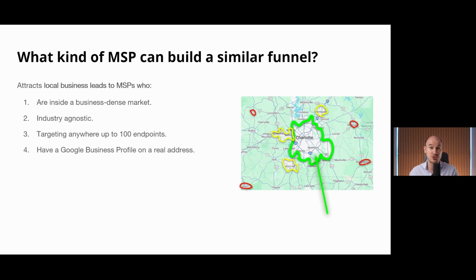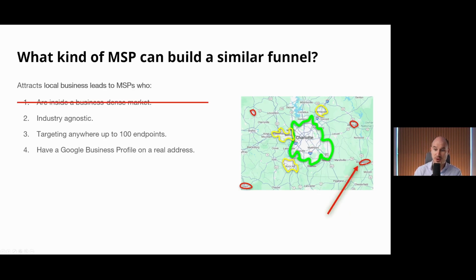So if you look at point 1, be in a business dense market. Point 2, industry agnostic. You need to be willing to work with the industries inside your market. Point 3, you need to be also capable of working with those sizes of businesses. So if you're trying to attract businesses over 200, there's not going to be enough of those in any given market. You need to be realistic about the size of business that you're trying to attract. And then slightly technical, you also need to have a Google Business Profile on a real address. If you're missing just one of these things, this model won't work for you.